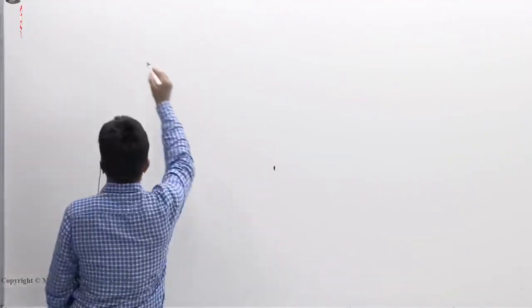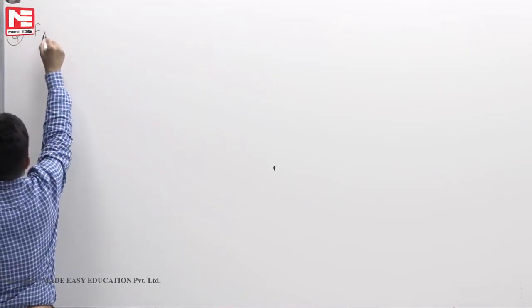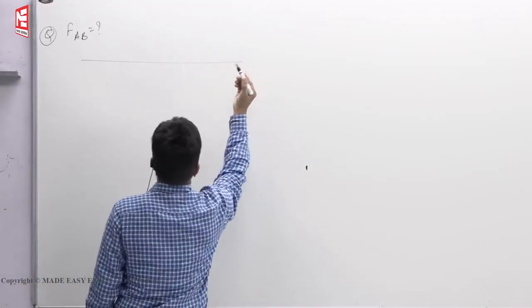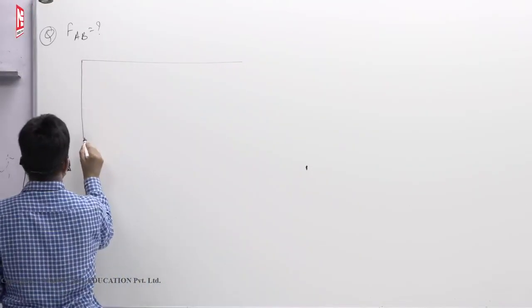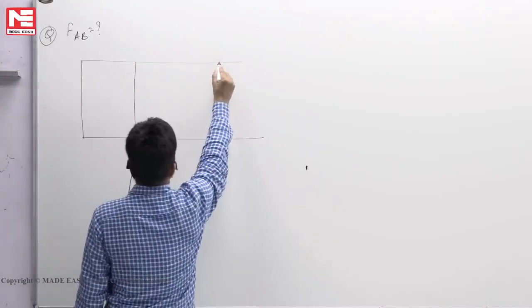Now, continuation of the problems we will take. Force in the member AB. Assume that we have a truss like this.